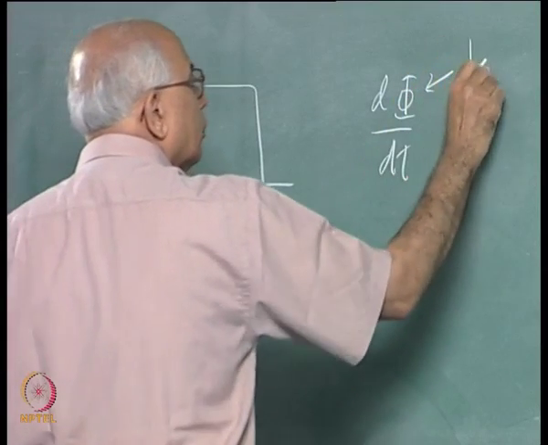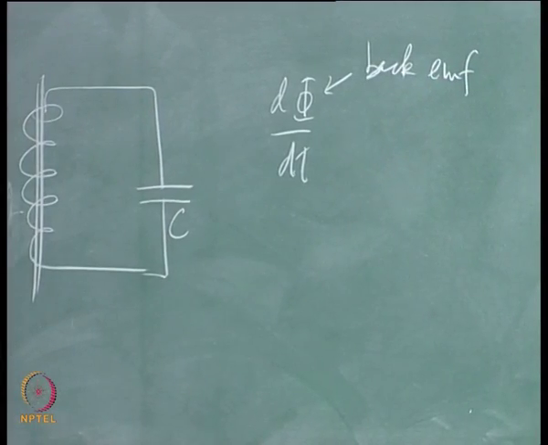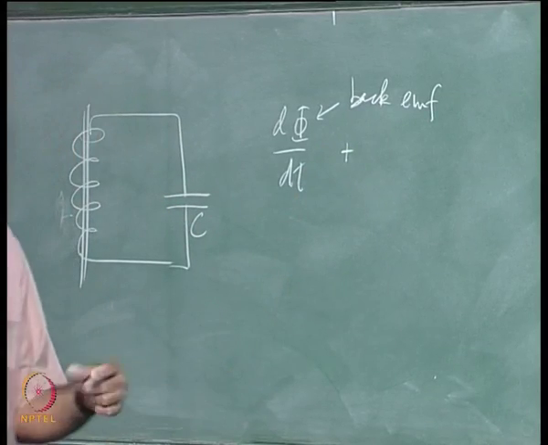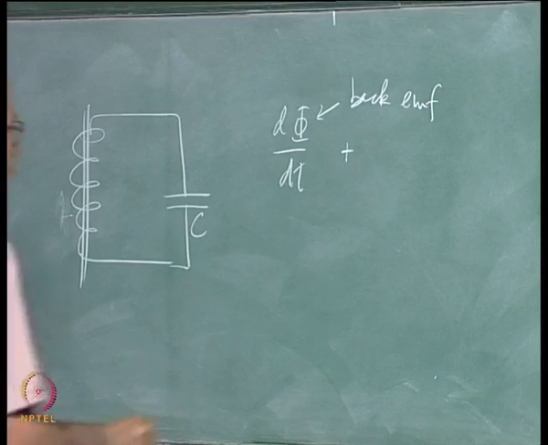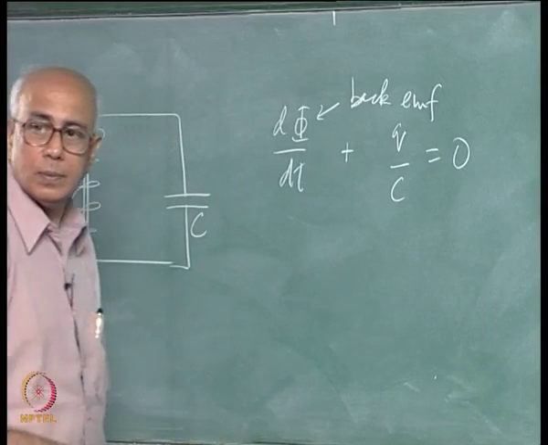This is the back EMF. So the normal equation would be this plus the potential across the capacitor, and what would that be? Q over C. This would be equal to 0.